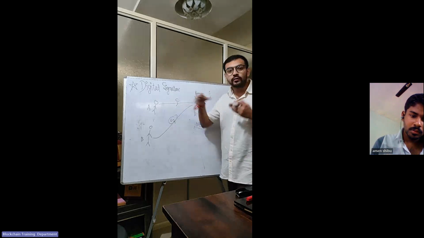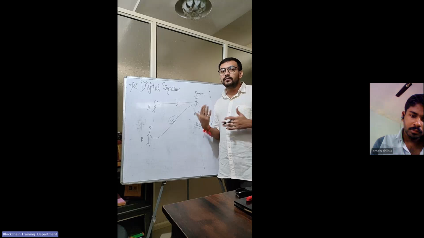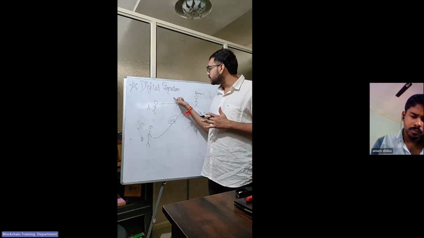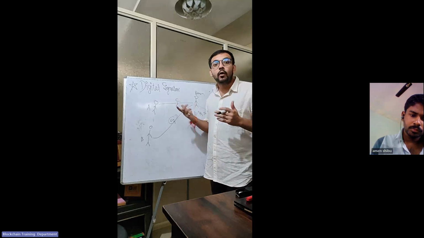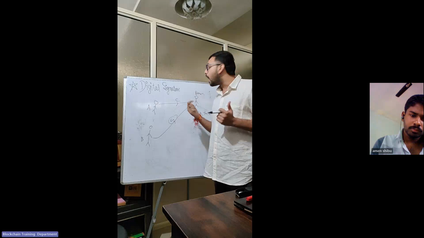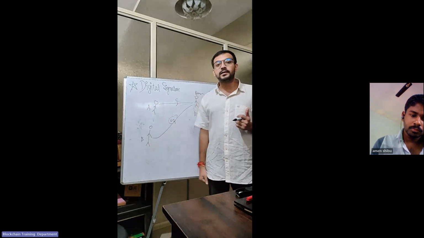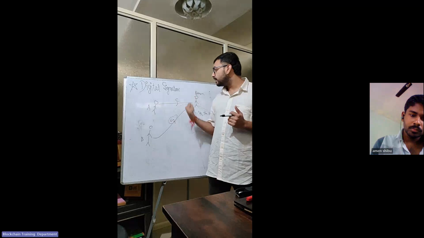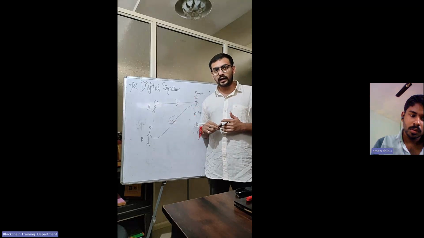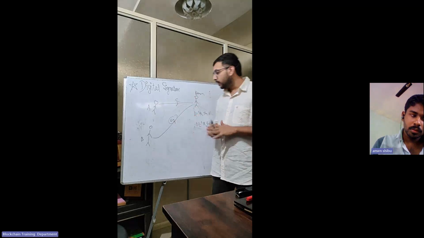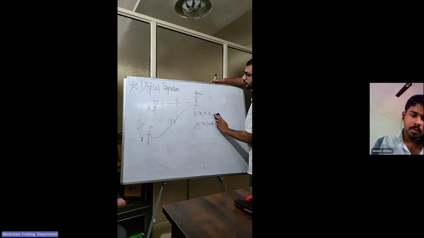We are maintaining confidentiality here, because we are using encryption. But what about authentication? How does Amin get to know whether that person is A or B? How will Amin get to know, right?